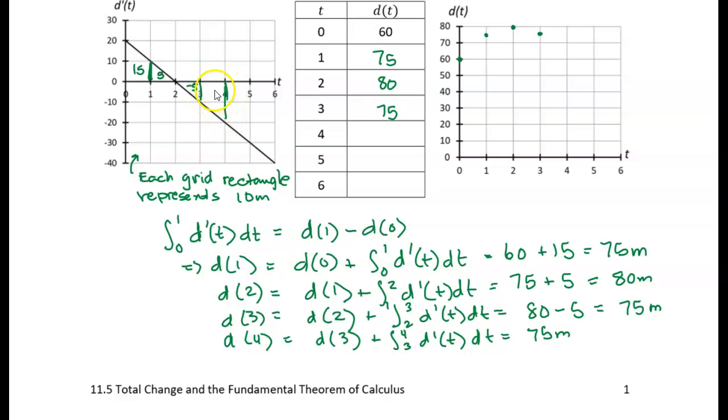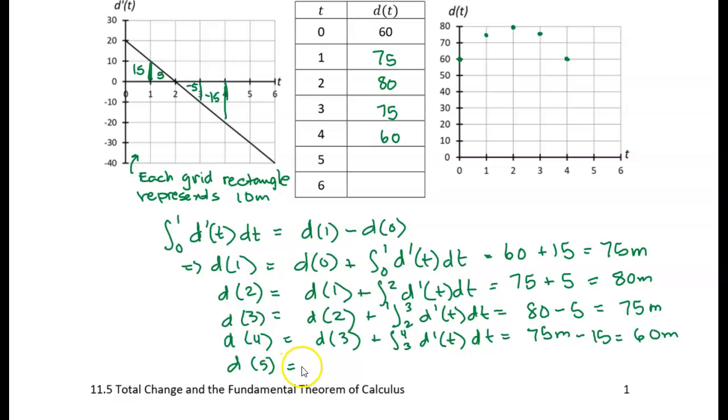Okay, so again, I've got 1 grid square and then half a grid square, but it's below the t-axis, so this is a negative 15 meters. Okay, so I'm going to subtract 15. So that puts me back at 60 meters. Okay, so now it's at roof level again. All right, so I'm going to plot that point and record it in the table. And we'll just keep going.